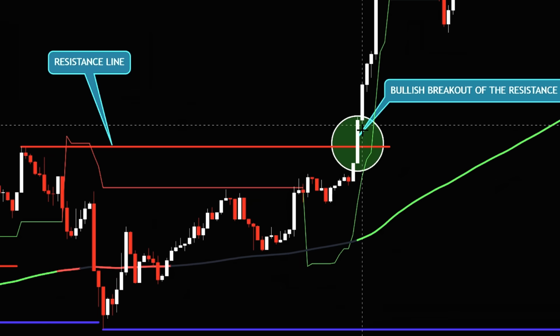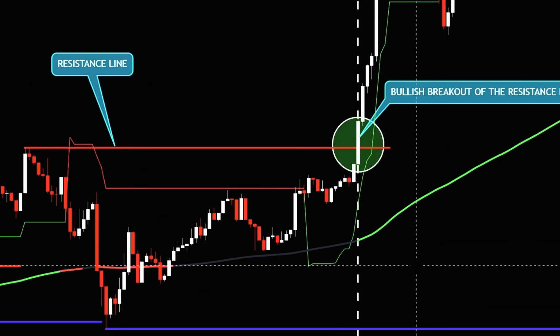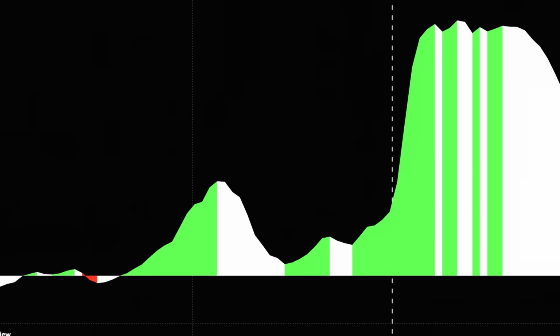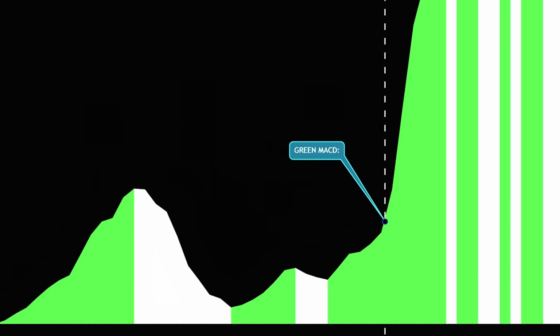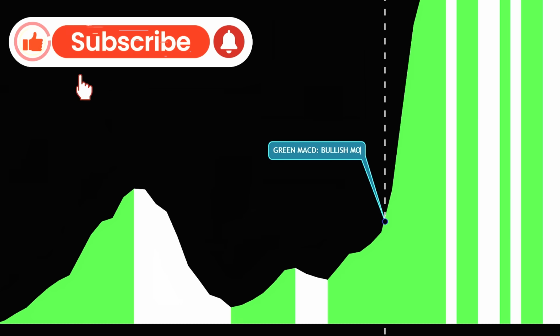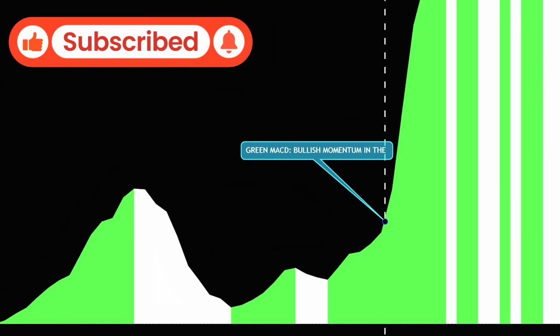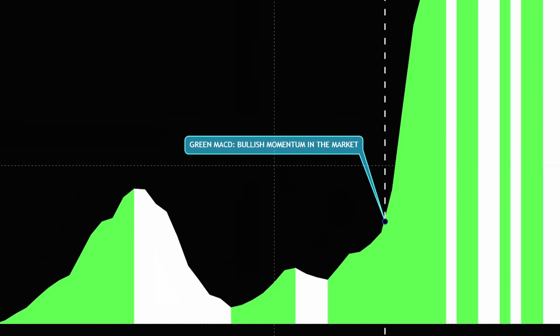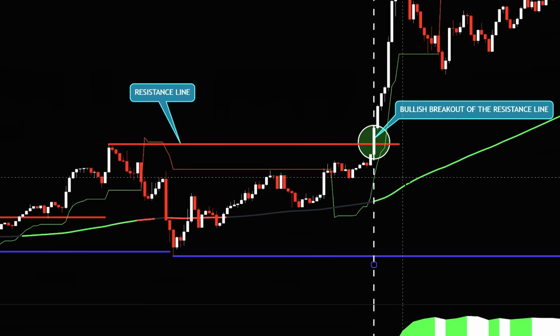Rule number 2, the confirmation. The moment it closes above the line, you look down at your MACD. You must see a big green area on the histogram. This is our momentum confirmation. It tells us there's real power behind the move. If you have the breakout and the green MACD, that's your entry signal. You execute the buy trade.